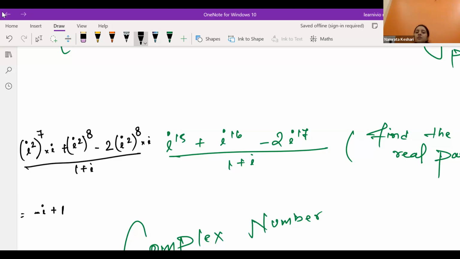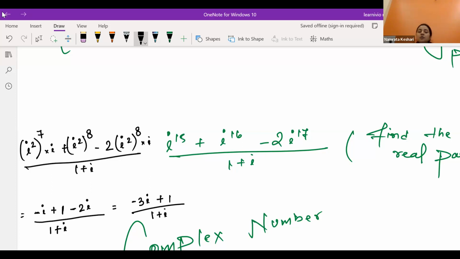Here minus 2 is there, (i square) to the power 8 will be positive, and along with that one i is there. So we will say that minus 2i we are having over 1 plus i. Any confusion so far? No, ma'am. Now see carefully, minus 2i minus i, these two are like terms. We can write it as (minus 3i plus 1) over (1 plus i).